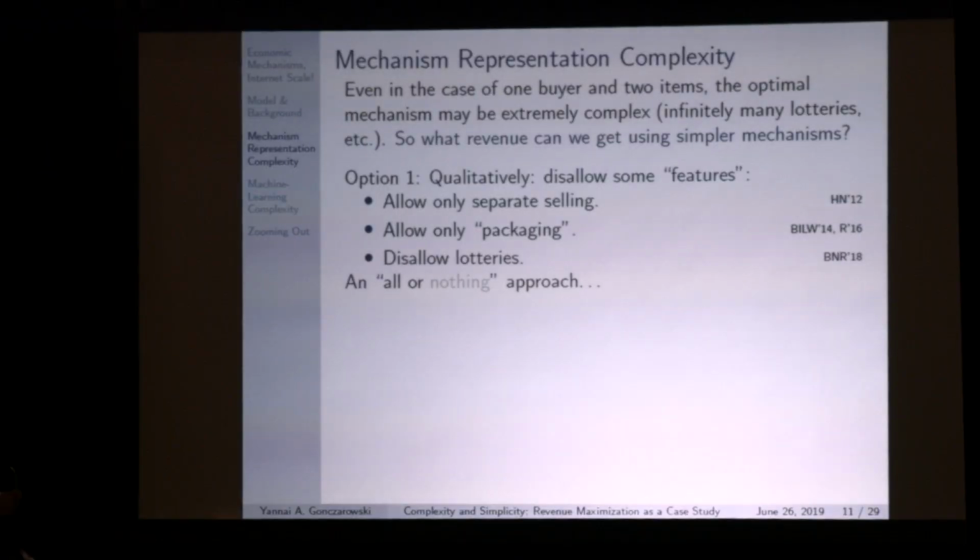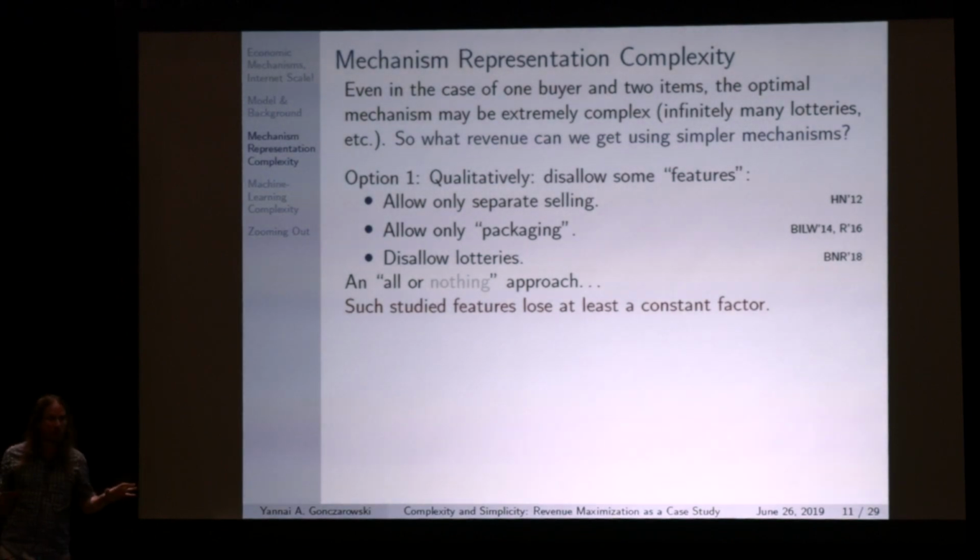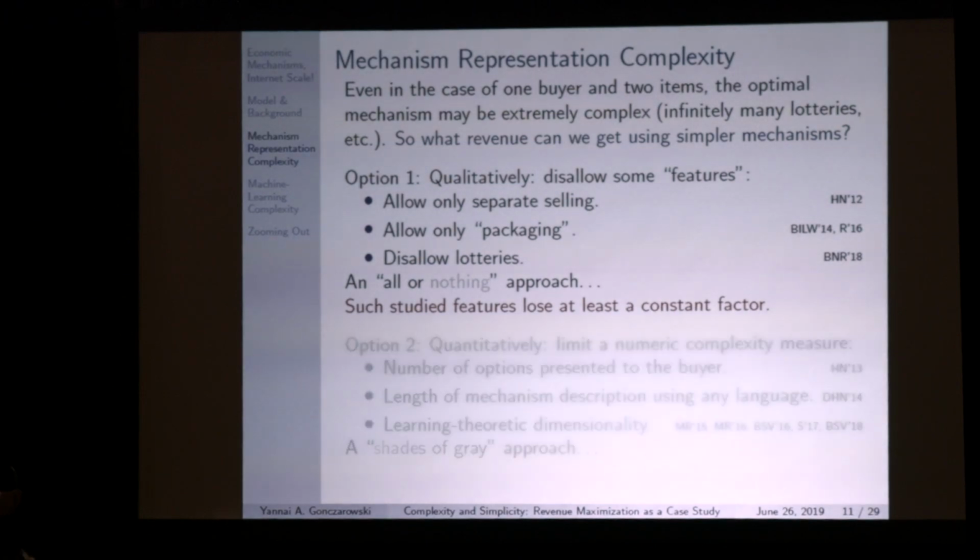First one is qualitative. You can disallow some features of the auction. You can only allow for separate selling or separate pricing. You can only allow for packaging into different bundles. You can ask to disallow lotteries. This is kind of an all or nothing approach. And each of such studied feature that we know of loses at least a constant factor of the revenue. And in this talk, we're going to be interested in losing only an epsilon of the revenue. So this approach is less appropriate.